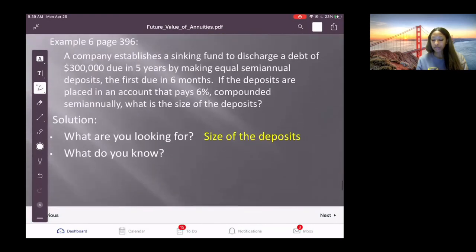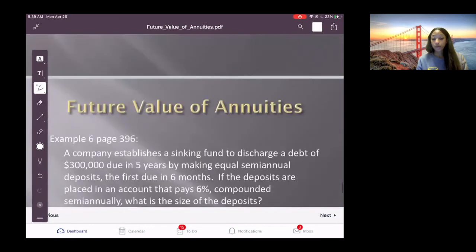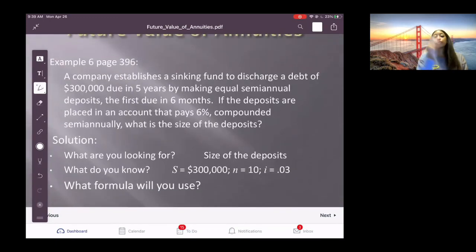All right, so what are we looking for here? The size of the deposit. What information do we know? We know that the future value is going to be $300,000, that's S. We know that N is equal to 5 years times semi-annual payments. So if you're making semi-annual payments for 5 years, how many payments is that altogether? 10. And then the interest rate is 6% compounded semi-annually, so I would be 0.06 over 2. That's 3% each 6 months for every semi-annual period.